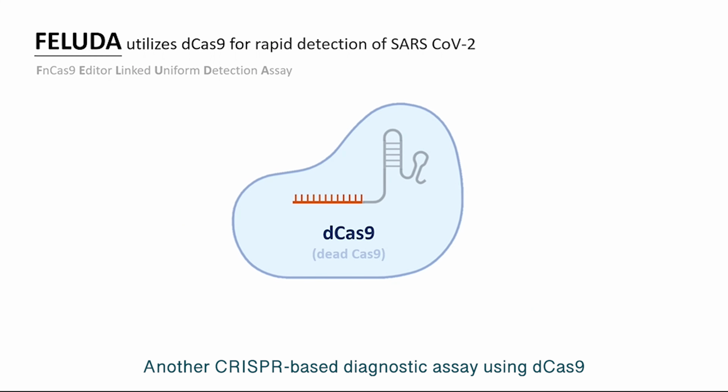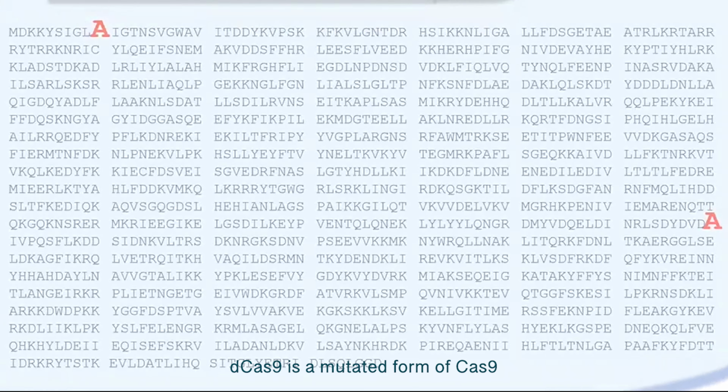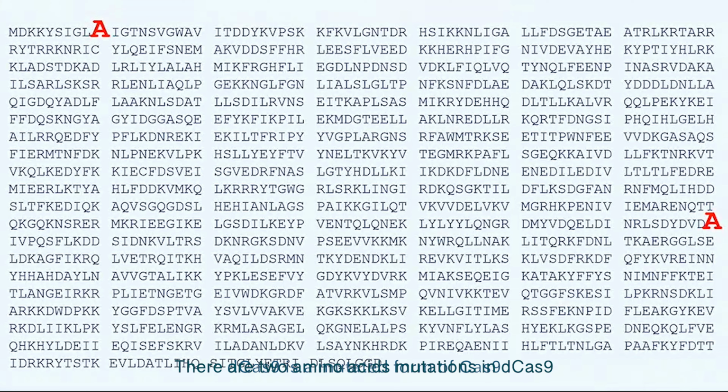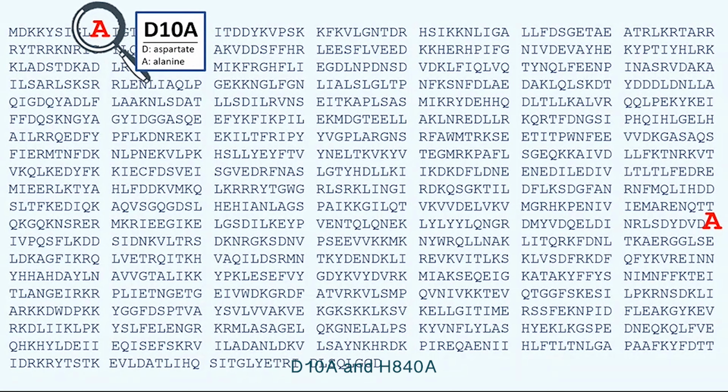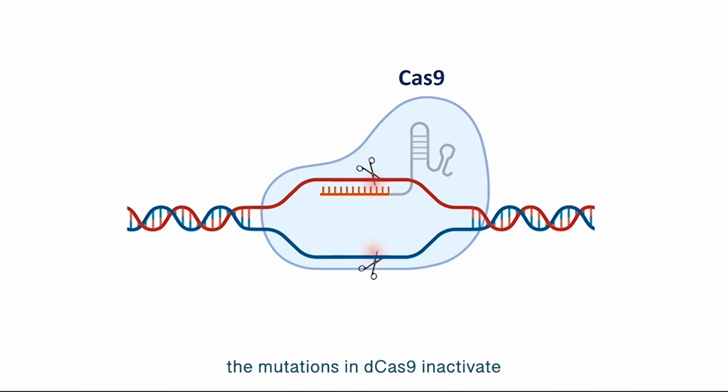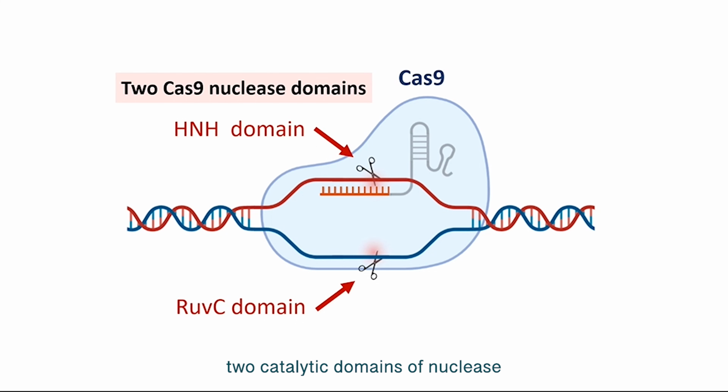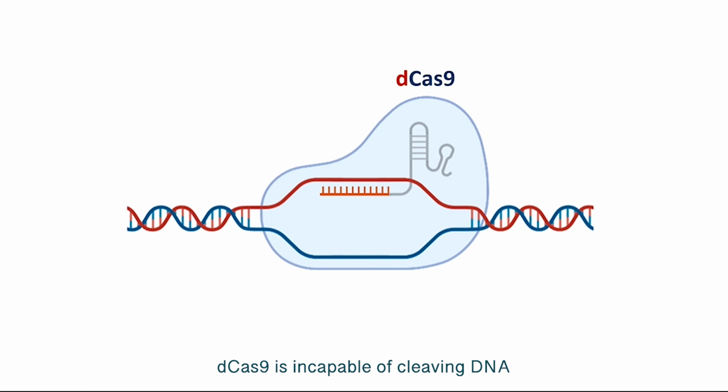A CRISPR-based diagnostic assay using dCas9 is called the assay. The Cas9 amino acid mutations in dCas9, D10A and H840A, distinguish it from wild-type Cas9. Mutations in dCas9 inactivate the two catalytic domains of nuclease. It is incapable of cleaving DNA, but retains its ability to target DNA.